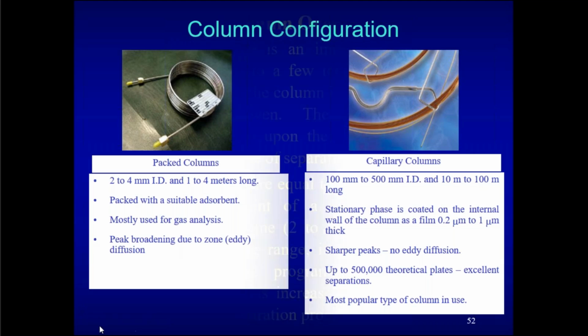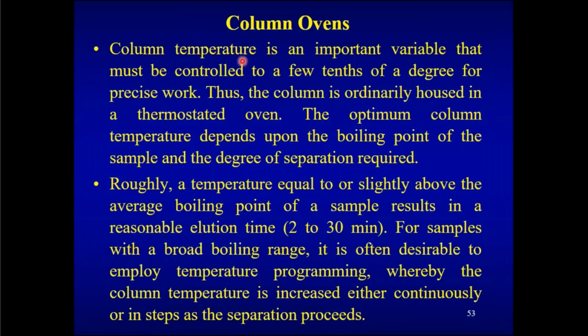We'll continue from here. I've also been telling that the column must be kept in an oven. So we'll see something about the oven. What are the features? What are the adjustments, parameters we should consider? Column temperature is an important variable that must be controlled to a few tenths of a degree for precise work. This means that even a small variation of 0.1 degree would also affect your separation.